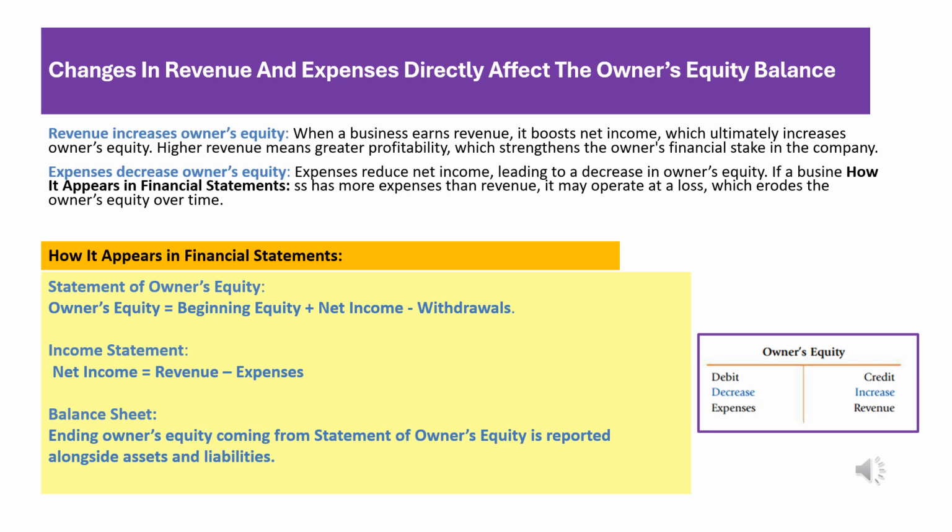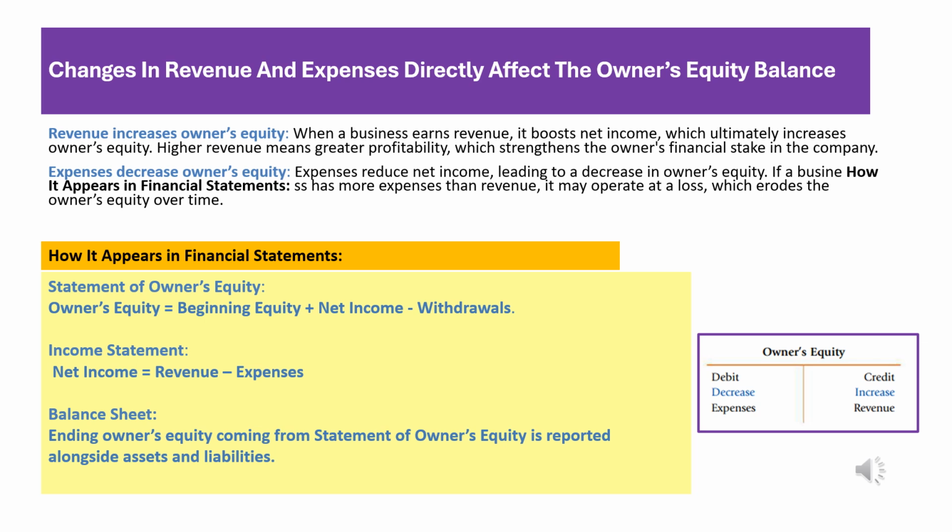When a business earns revenue, it boosts net income, which ultimately increases owner's equity. Higher revenue means greater profitability, which strengthens the owner's financial stake in the company. Owner's equity is classified as a credit account. Since revenue contributes to increasing owner's equity, revenue is also recorded as a credit account. Therefore, both owner's equity and revenue are considered credit accounts.